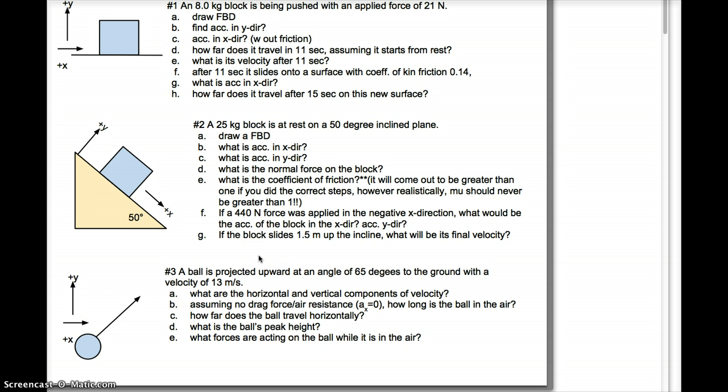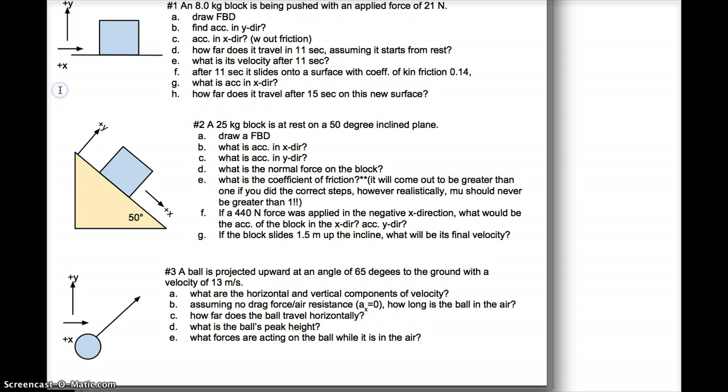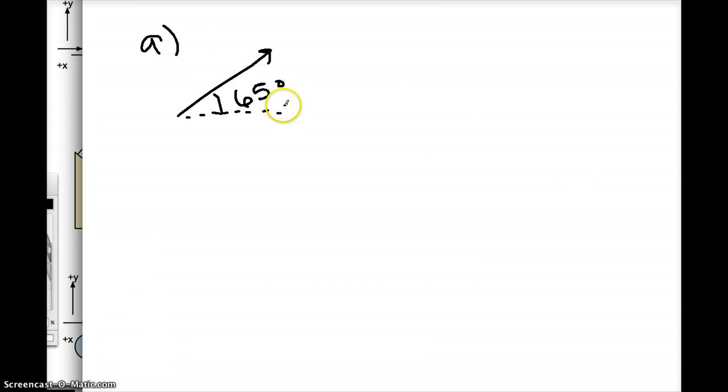And part A asks, what are the horizontal and vertical components of that velocity? So we are given that there's a 65-degree angle, launch angle, and it's 13 meters per second. So what we're trying to solve for is this y component and x component of velocity. What are those?